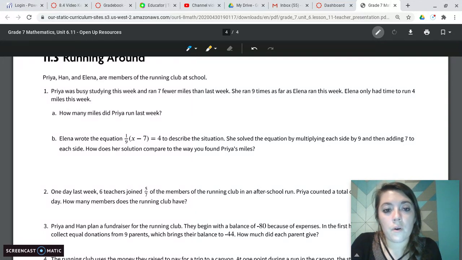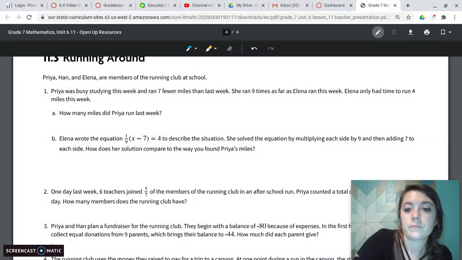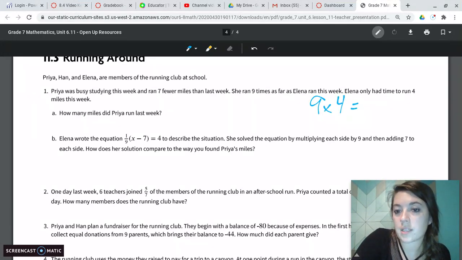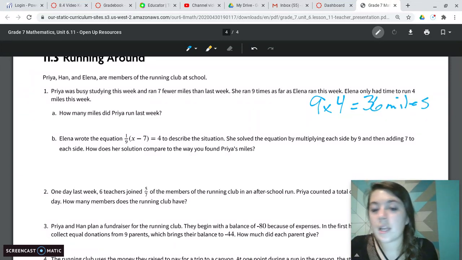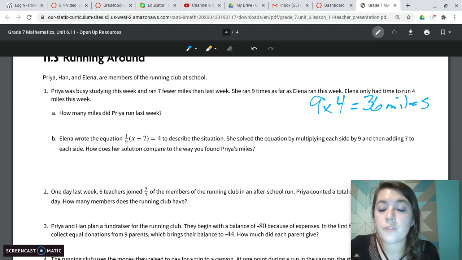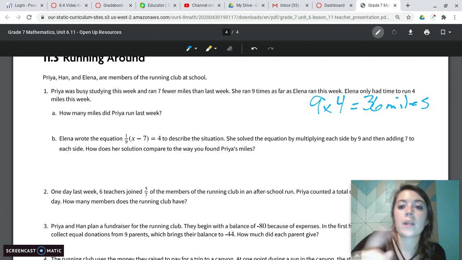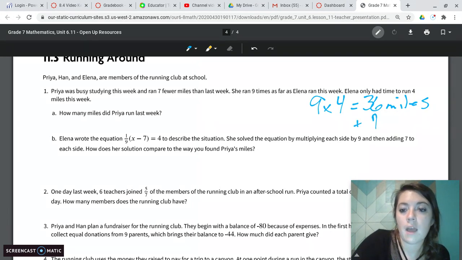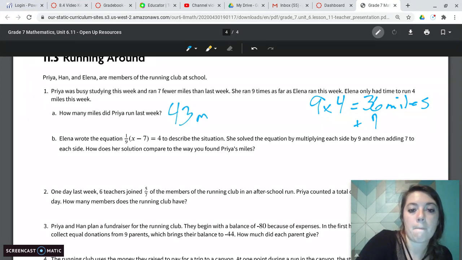So obviously we know she ran fewer. So it tells us Priya ran 9 times as far as Elena. So we're going to take the 9 times 4, because Elena ran 4 miles this week, and 9 times 4 is going to give us 36 miles. Now, it says that she ran 7 fewer miles than she did last week. So if we want to know how many she ran last week, since this week she ran 36, we're going to take and add 7 to 36. And so we'll end up with 43 miles.